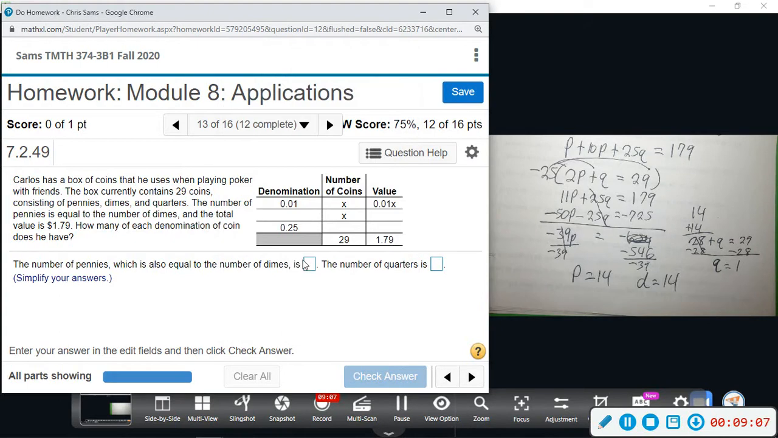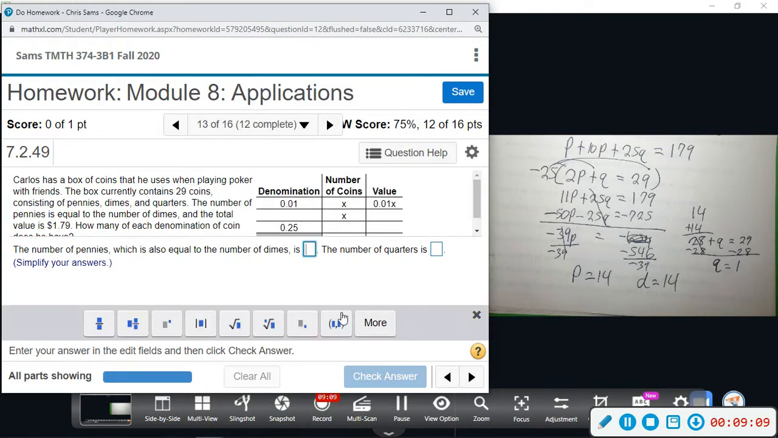The number of dimes, which is equal to the number of pennies, is 14, and the number of quarters is 1.